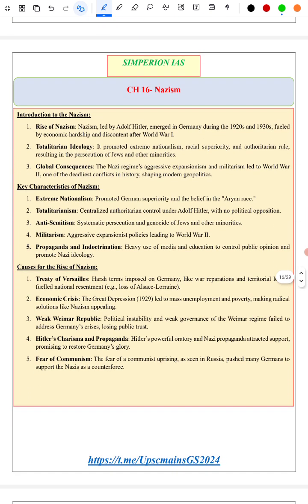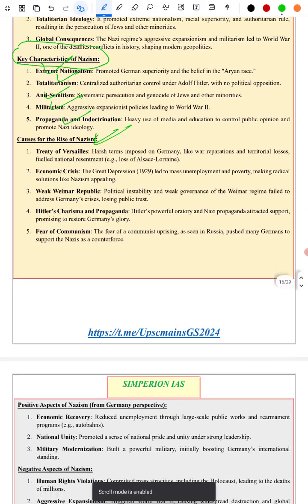Next is, as we already said while discussing fascism, another important topic, Nazism, which developed in Germany with the rise of Adolf Hitler. We are given an introduction to Nazism and the key characteristics of Nazism: extreme nationalism, totalitarianism, anti-Semitism, that is anti-Jews, militarism, propaganda, and also indoctrination. Next, we are given the causes for the rise of Nazism in Germany.